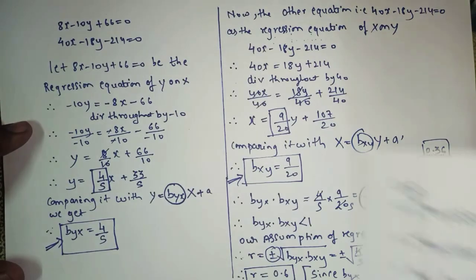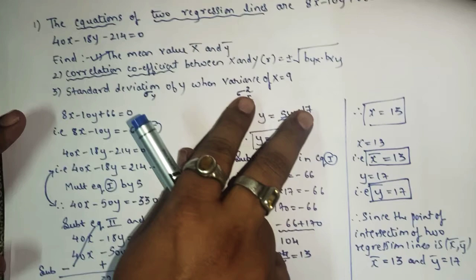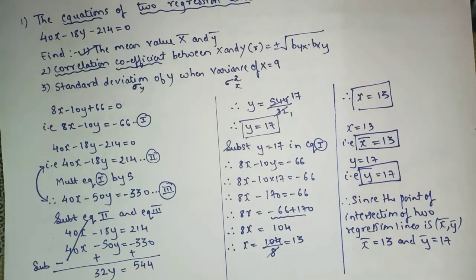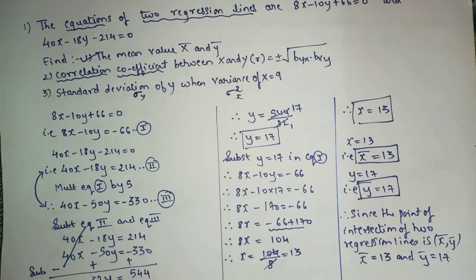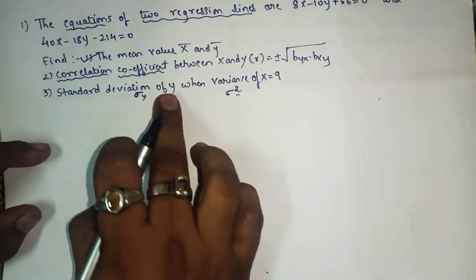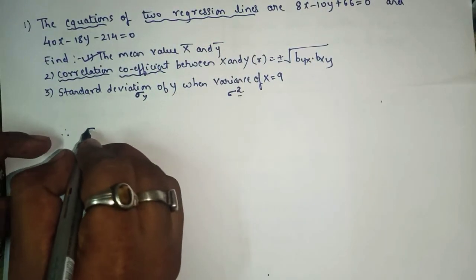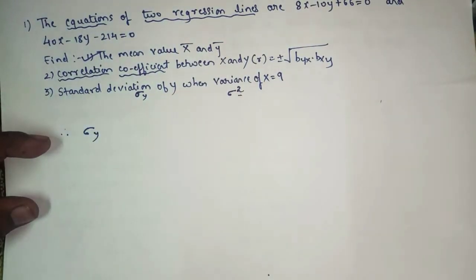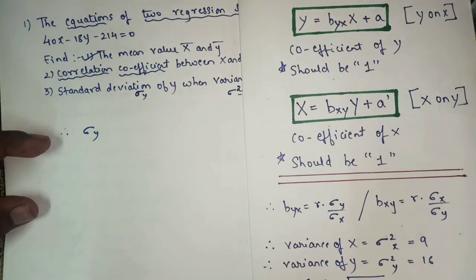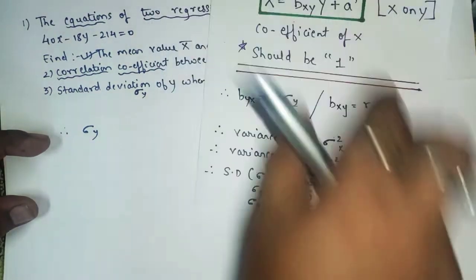Okay, so that's the end of the second part also. Now we'll see the third one. The third one is, we have to find the standard deviation of y. So what do you mean by standard deviation of y? We know that, okay, this one. Standard deviation means what? This is the symbol, yes or no? For standard deviation, this is the symbol.